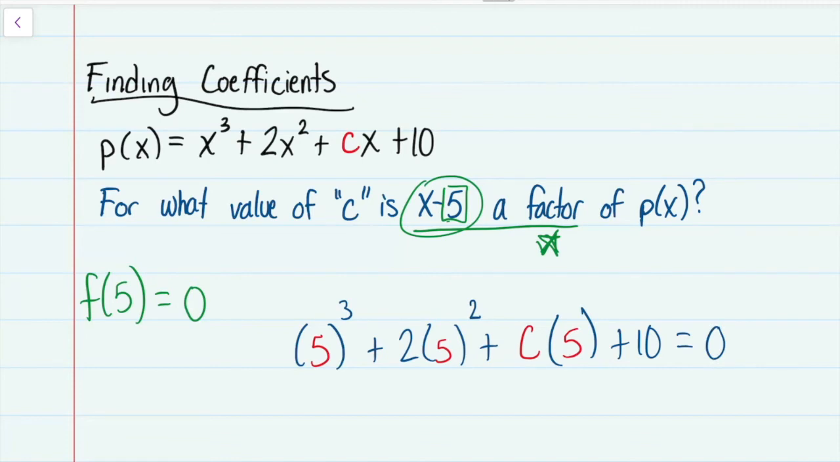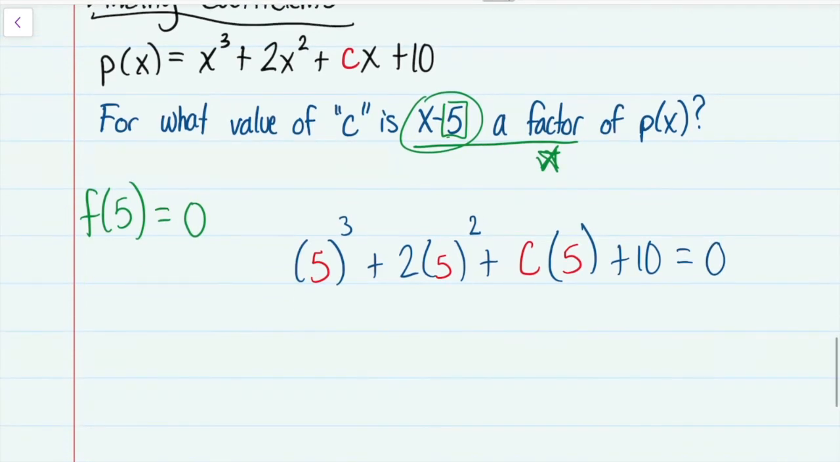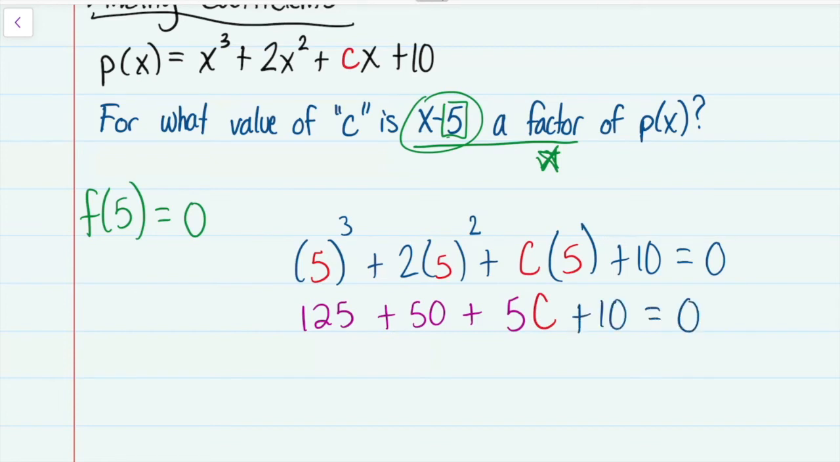Now you see why this is kind of easy, because let's simplify. 5 to the third power. Again, it's not 5 times 3. It's 5 times 5 times 5, 3 times. So 5 times 5 is 25, times another 5, that's 125. What's 5 squared? 5 times 5, that's 25. Times 2, that's 50. And what's c times 5? We don't know this, so we're going to call it 5c in red. Plus 10. That's supposed to give us 0.